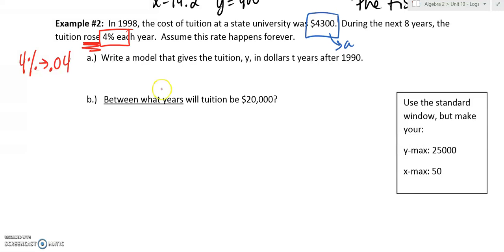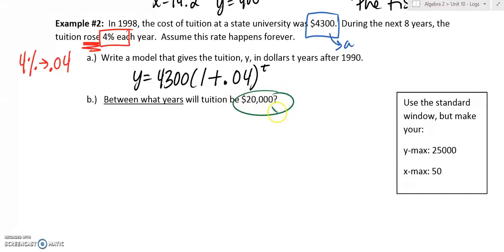Okay, I write my model. It is a growth, so it should be y equals 4,300 times (1 plus 0.04) to the t power, because it wants to know how much time, right? This is my model. So then it says, between what years will the tuition be $20,000?